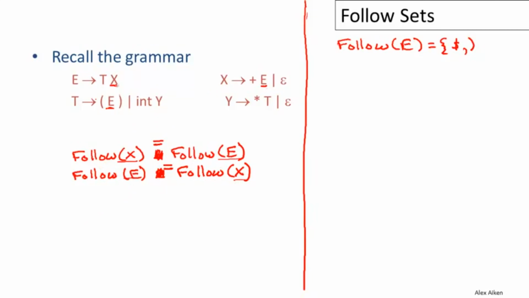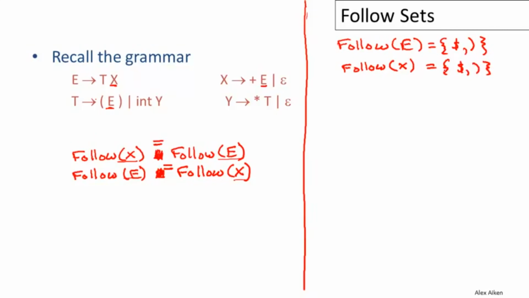We've looked at all the places where X is used in the grammar. We can't learn anything more about what is in the follow sets of E and X. We're not forced to add anything else to either set. And so we're done, and we can close off this set. We know that the follow of E consists of $ and close paren. And we also know that X has the same follow set.